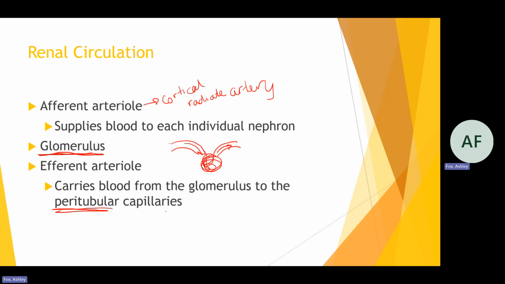Paratubular is kind of in the name: they're around the tubules of the nephron. So all of the things that are going to be reabsorbed, so you've gotten rid of them, filtered them here, well then in the paratubular capillaries, we're going to reabsorb them or get rid of more stuff that we need to.